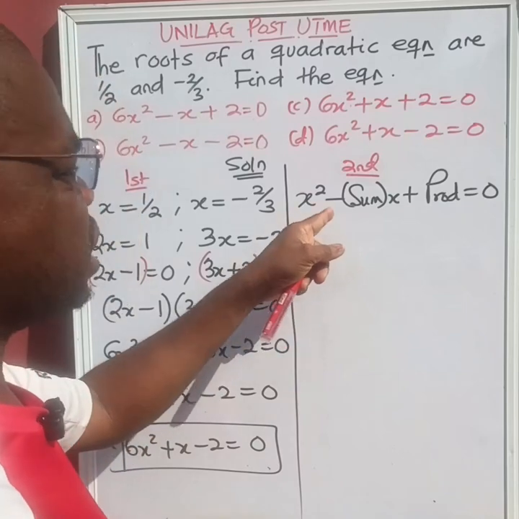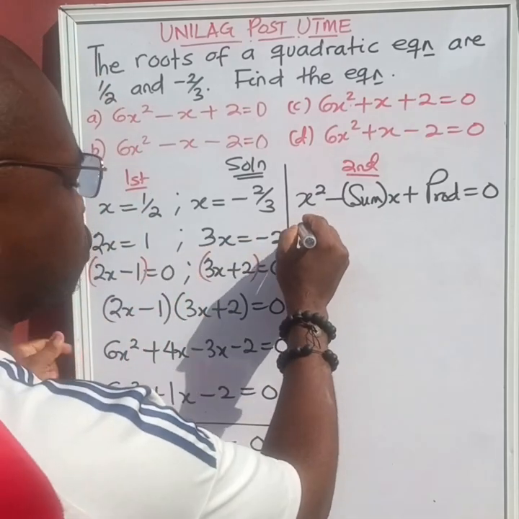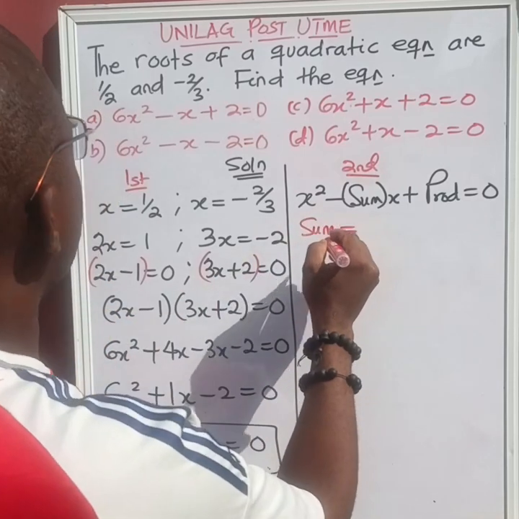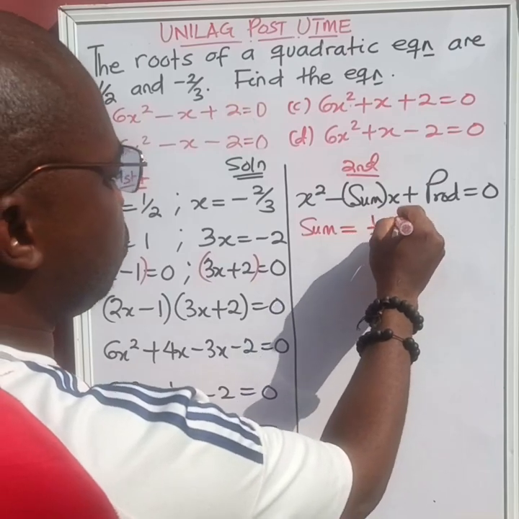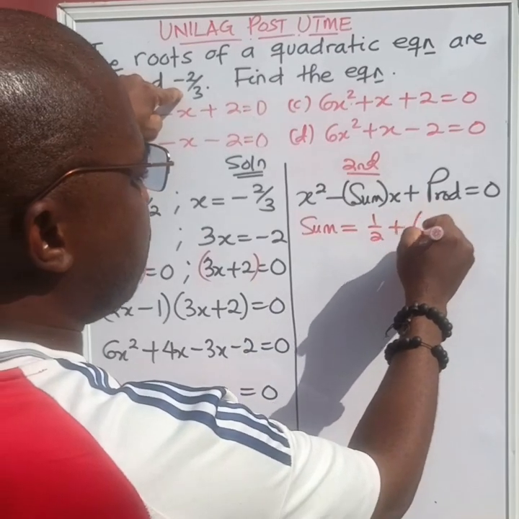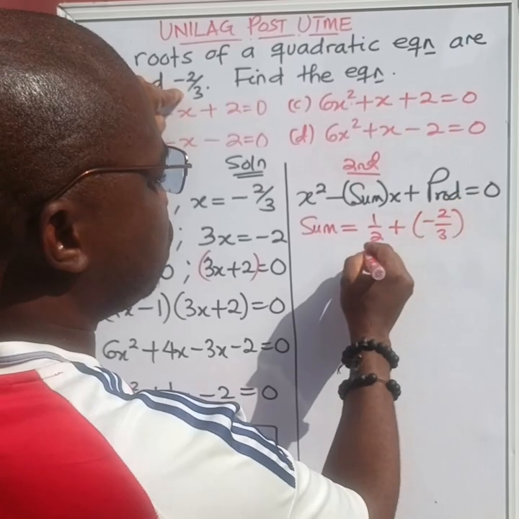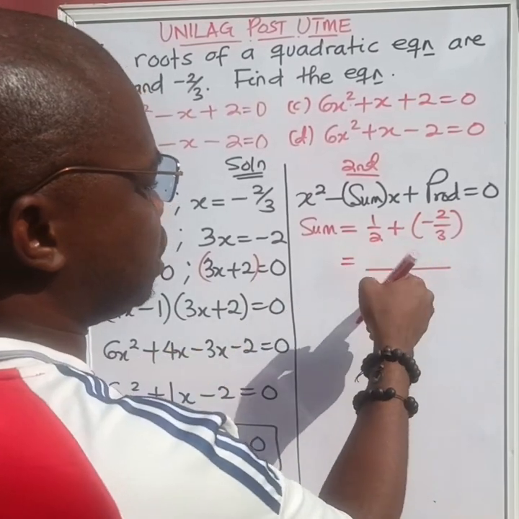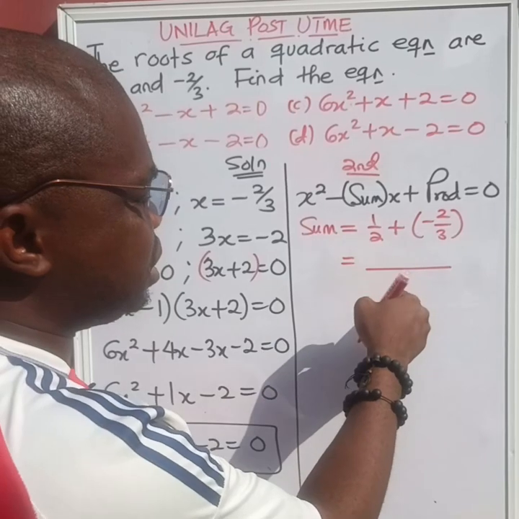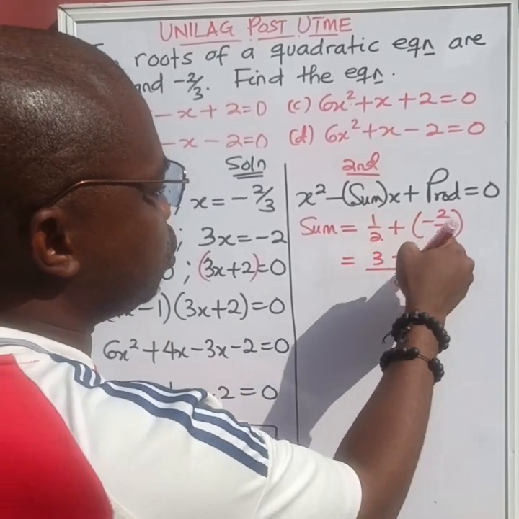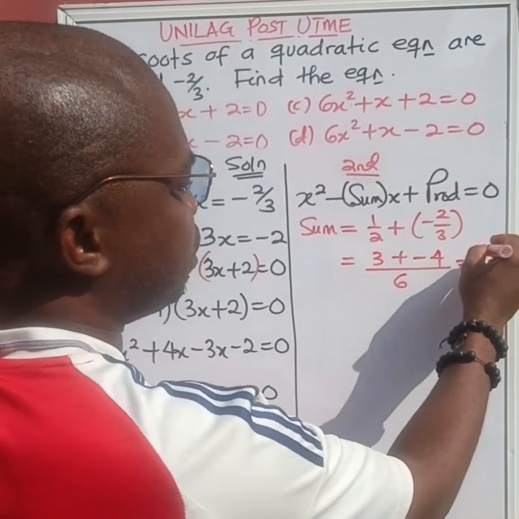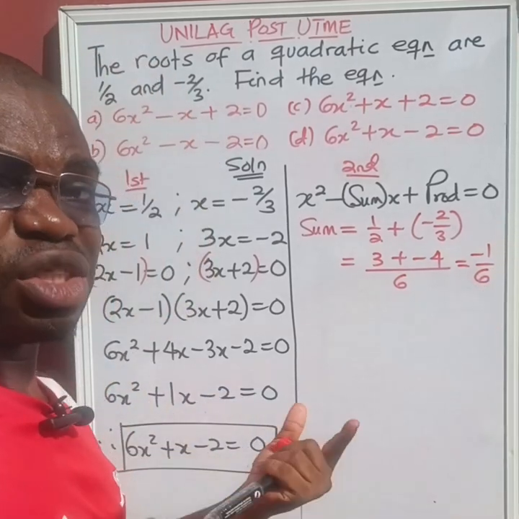What does it mean? What is the sum of the roots? The sum will now be equal to this and this, 1 over 2 plus minus 2 over 3. And that equals, LCM is 6. So this and this, add them together. 3 times 1, 3. Plus this and this is 2, 2 times this was minus 4. And that gives us minus 1 over 6. That is the sum of the roots.